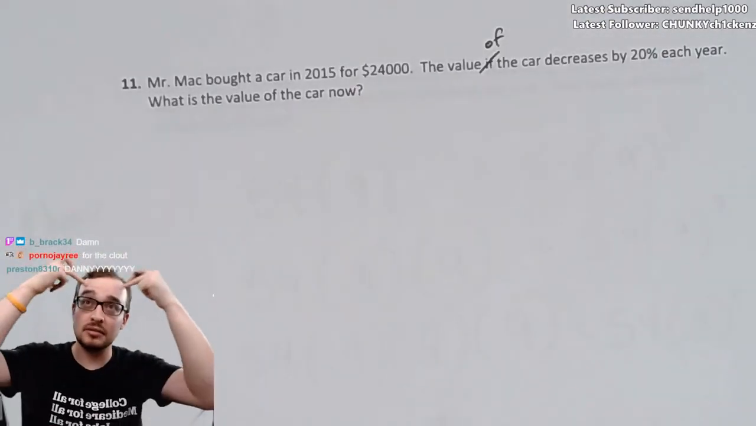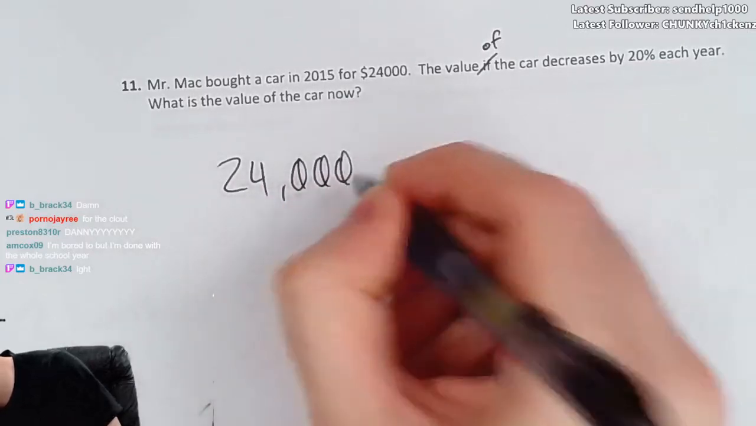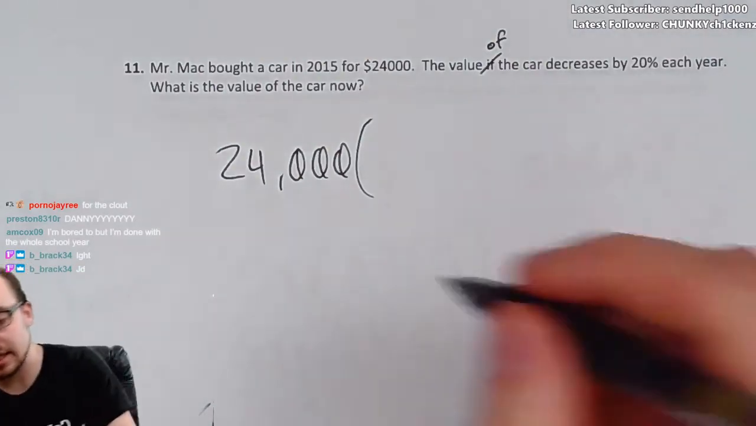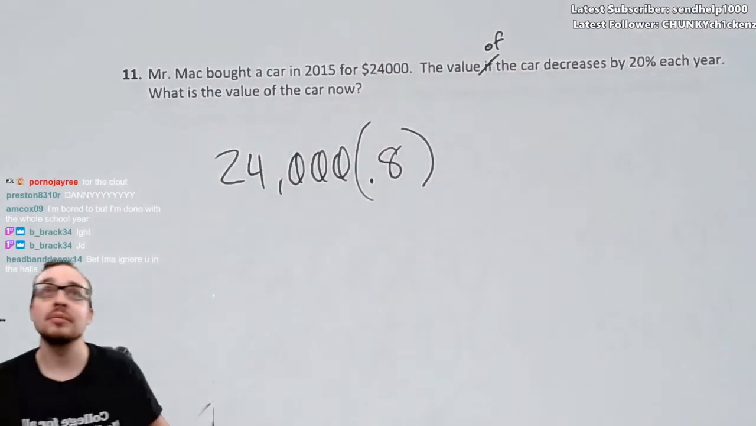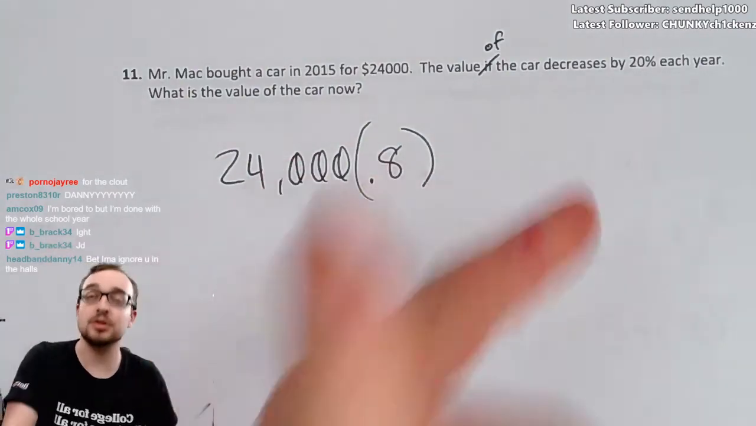Let's think about this logically, right? It starts at 24,000. How much is left after 1 year? 80%, yeah? 80% of 24,000. What after 2 years? Well, 80% of that.